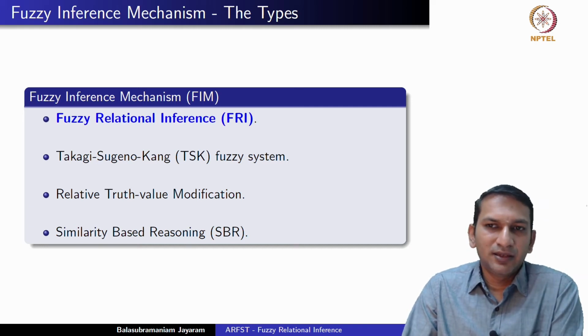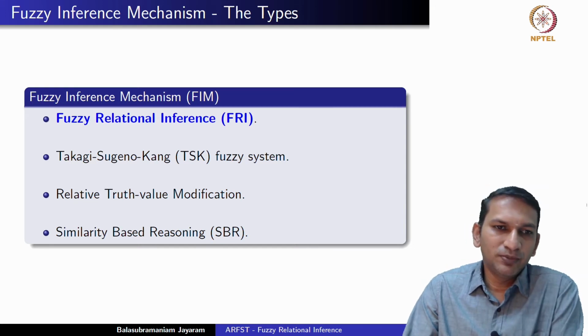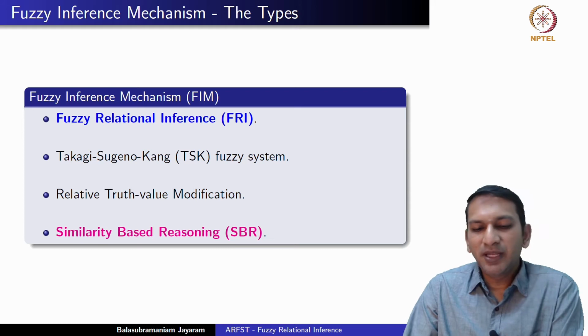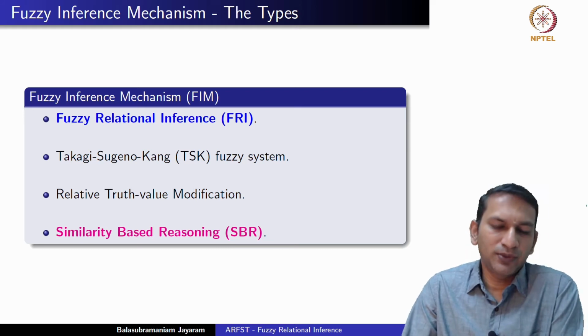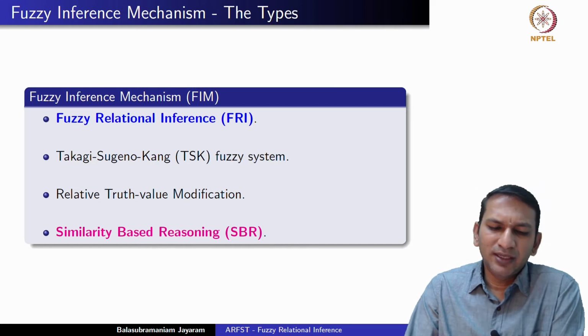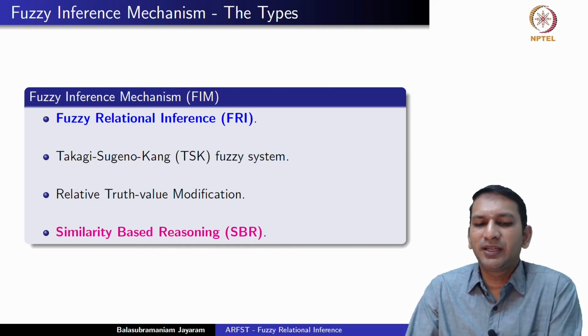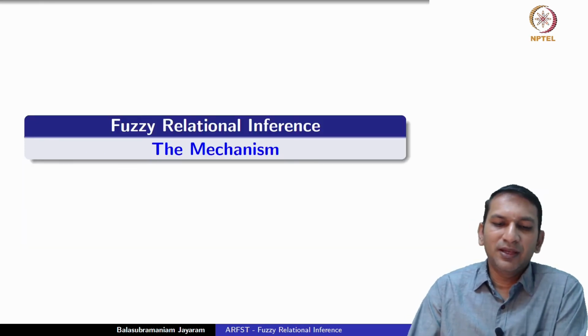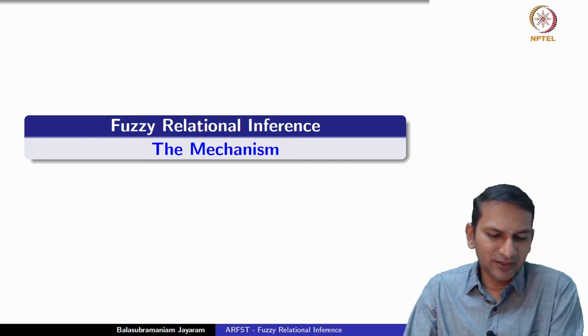In this lecture series, we will look at only two major categories of fuzzy inference mechanisms, that are fuzzy relational inference and similarity based reasoning. Fuzzy relational inference is what we are going to deal with this week, and similarity based reasoning is something that we will discuss next week. You might note that the TSK fuzzy system can also be looked at as one particular example of similarity based reasoning. In fact, some particular types of FRIs, fuzzy relational inferences, can also be looked at as similarity based reasoning. Well, let's move to looking at fuzzy relational inference.